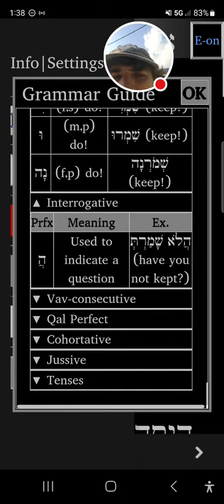Okay, we see as a prefix, if it's a hey with a patach, a chataf patach, it's not a regular patach, it's a chataf patach. The patach is the line, and the chataf before the patach is those two dots. That is used to indicate a question. How do you know if it's a question? Again, it's all in the nekudot. It's all in the nekudot.